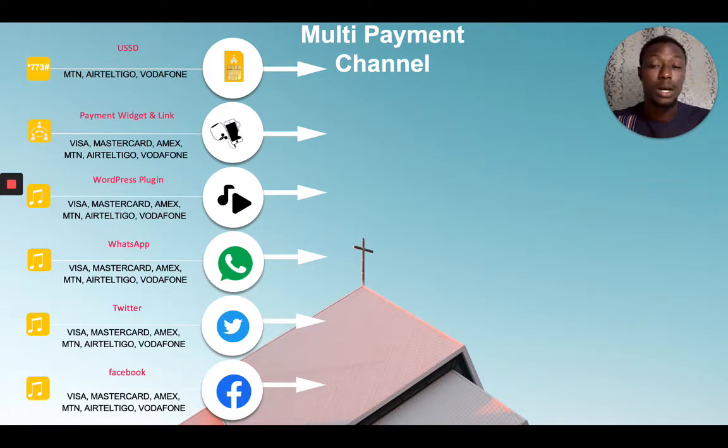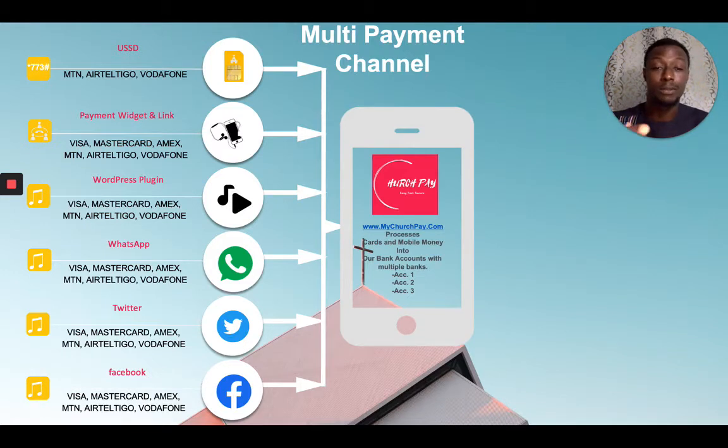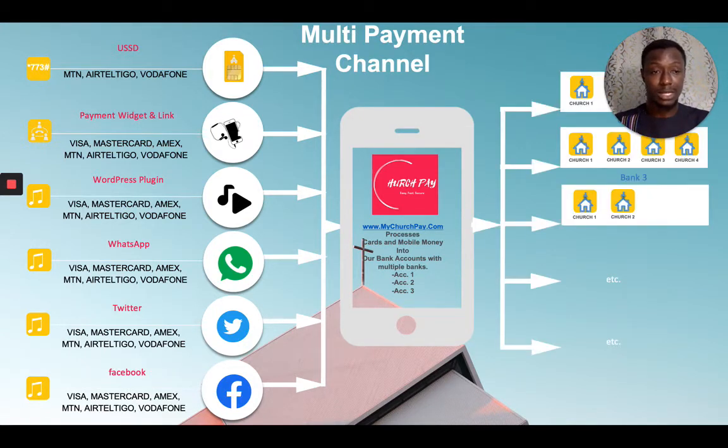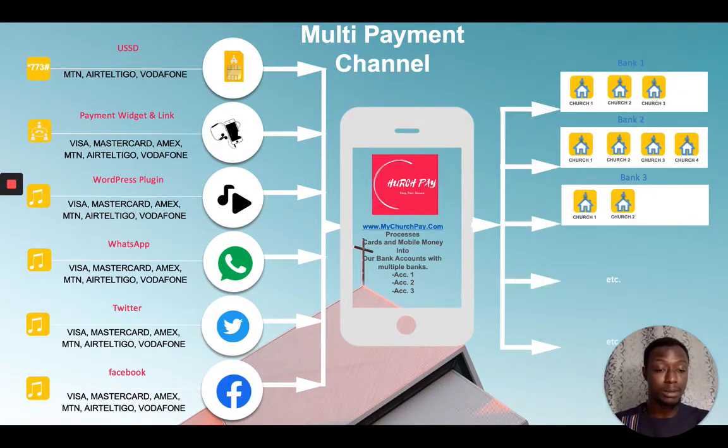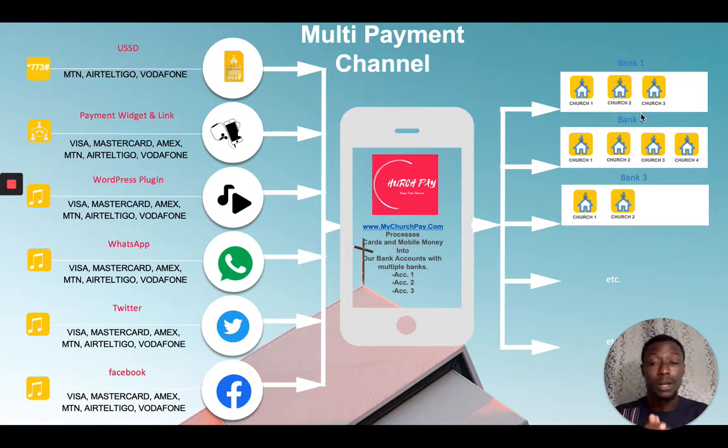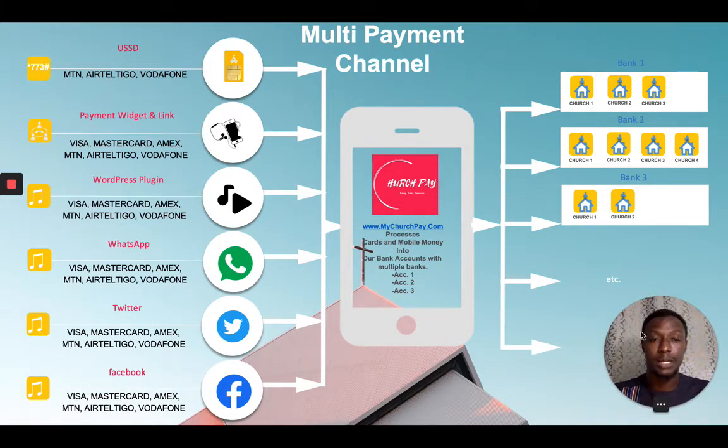These channels plug into a single platform, the MyChurchPay platform, which runs and processes all the transactions, whether it's card or mobile money, and settles the transactions into the required bank account. So it doesn't matter where the bank account sits, the money is able to go into that account. There can be different accounts for different churches, or one account for multiple churches, or one church with multiple accounts. You're able to settle every kind of account that you have, and it's very solid. This is in summary what MyChurchPay does.